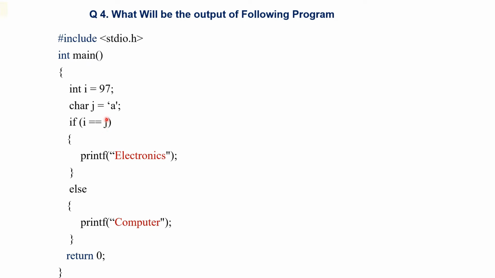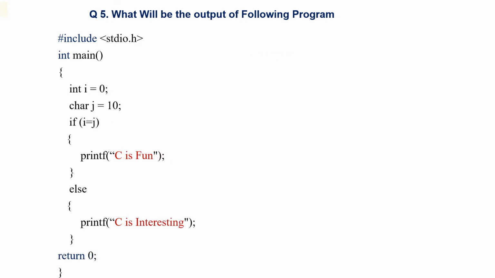So here the character variable is j, which is equals to small a, and the ASCII value corresponding to the small a is 97. So hence this will be converted to integer value, and the condition becomes 97 equal to 97. So 97 equals to 97 will evaluate to true. So hence the statement after if will be executed. So this statement will be executed. So with this statement the output will be electronics. So hence the output for this program is electronics.